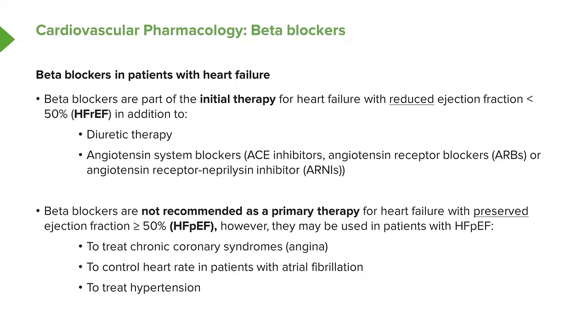In patients with heart failure, beta blockers are not used globally, but are part of the initial therapy for most patients with heart failure with a reduced ejection fraction, less than 50%, HFrEF. Beta blockers are not recommended as part of the primary therapy for heart failure with a preserved ejection fraction of 50%, so-called HFpEF. Trials have been done, and they have not been effective. Unfortunately, they're very good for HFrEF, not good for HFpEF.